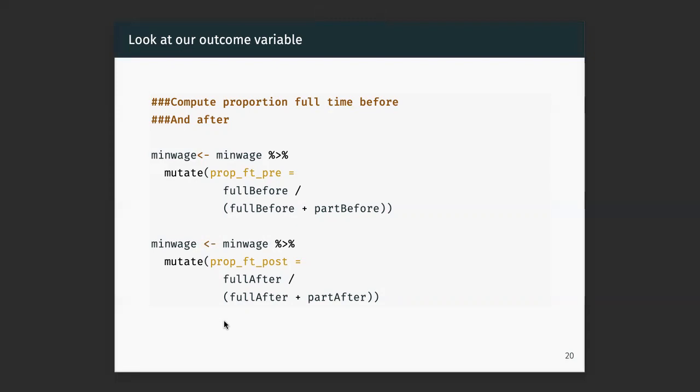Okay, so we might imagine that, in the aftermath of a minimum wage increase, employers would choose to reduce hours, right? Would choose to cut hours as much as possible such that they don't have to pay as much, right? So we're going to ask, what proportion of employees are full-time before and after? So we'll divide full before by full before plus part before to get a total number of employees. Full and part-time gives us the total number of employees. So proportion full is full divided by full plus part.